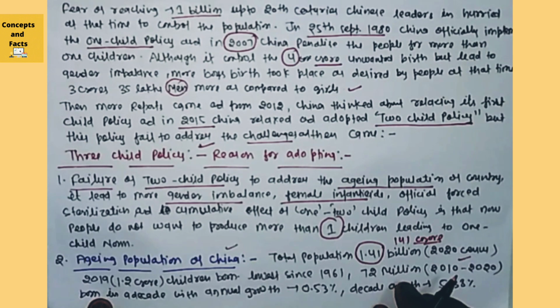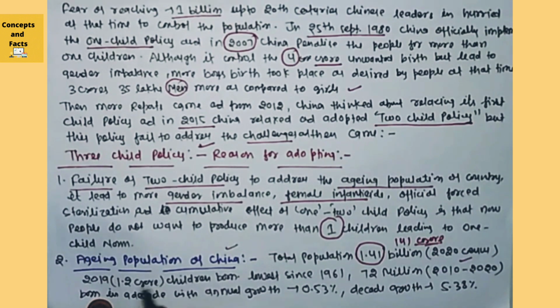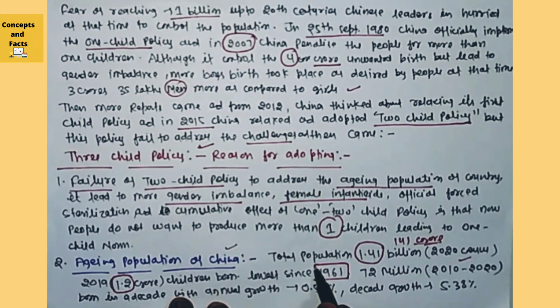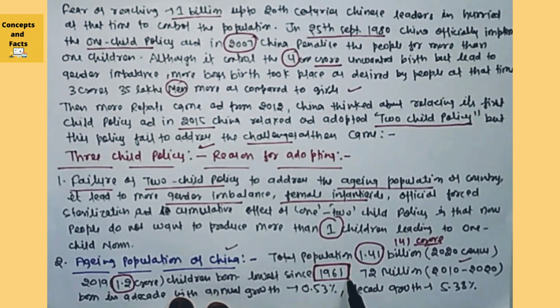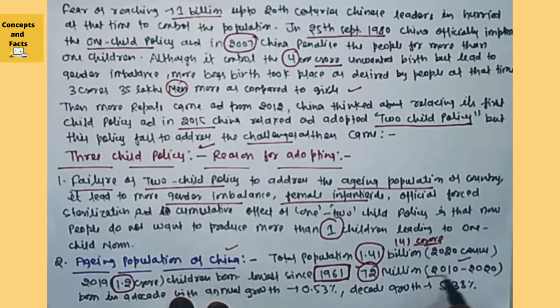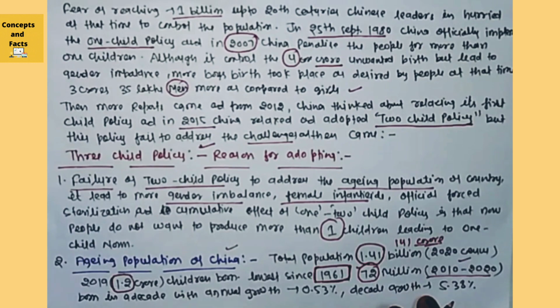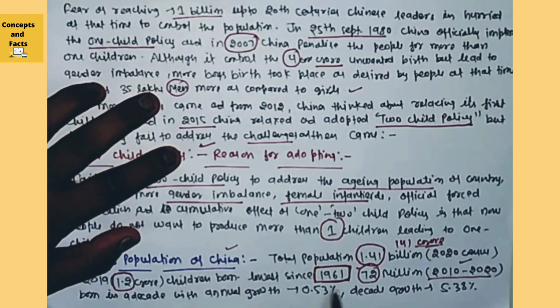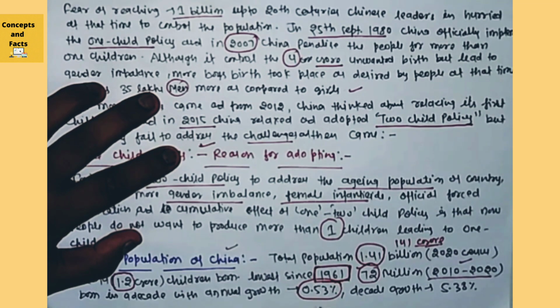And in 2019, China produced 1.2 crore children, the lowest since 1961, and this is one of the concerns. In a decade, 72 million were born during 2010 to 2020. So what is the annual growth? Annual growth is 0.53% and decadal growth is 5.38%.